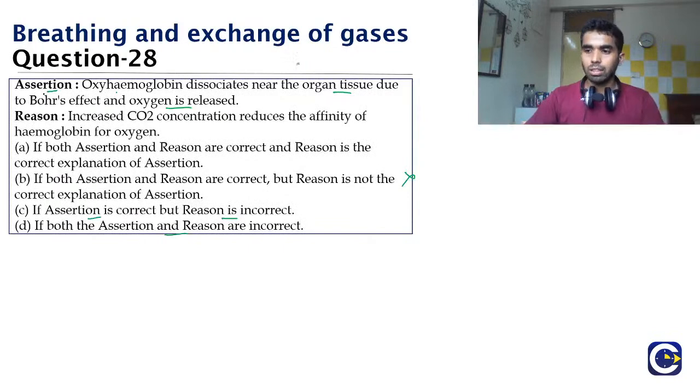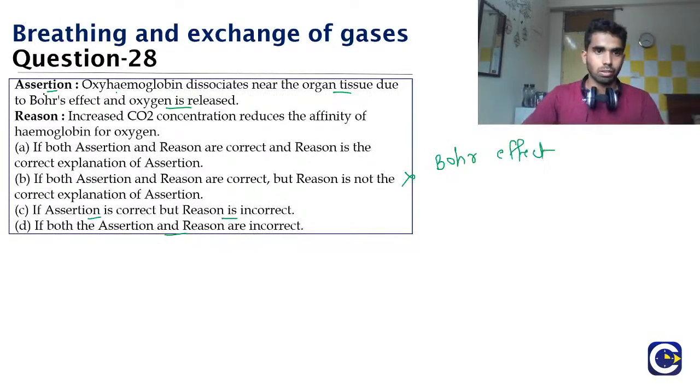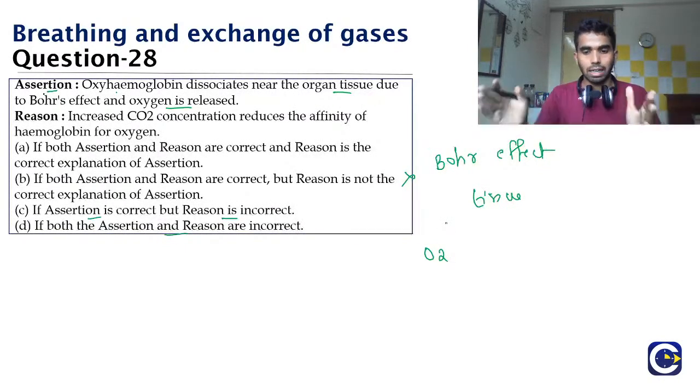Okay, because it is very hard to crack this assertion and reason type of question. So it is talking about the Bohr effect. Near the tissue, because the oxygen is very less, that is why the oxygen dissociates, and in the tissues there is a right shift.